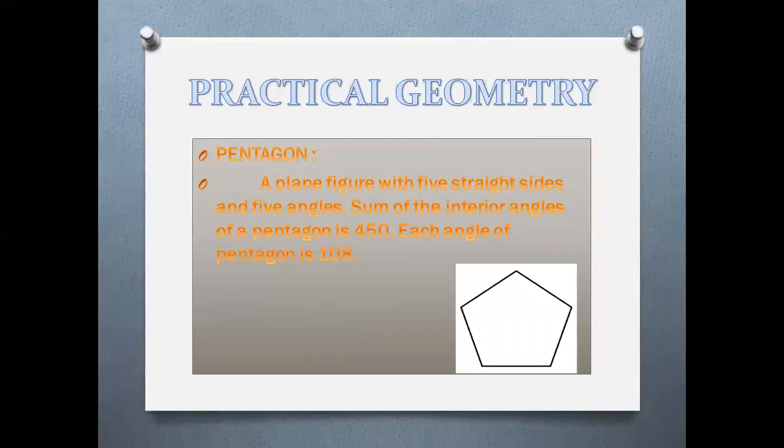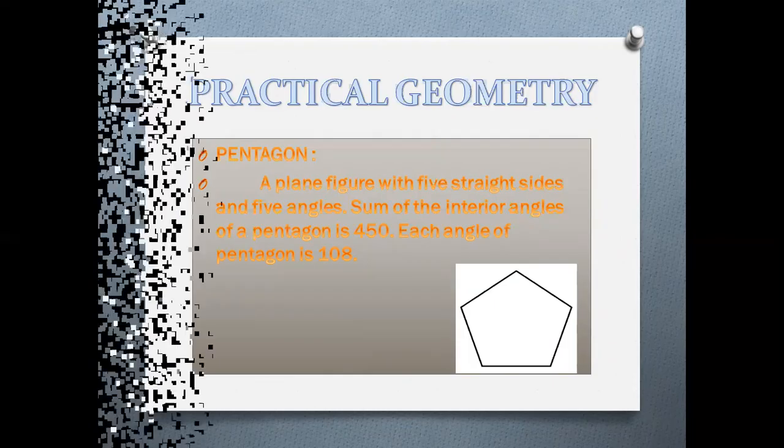So each angle will be of 108 degrees. As the sum of the interior angles of the triangle is 180, the sum of the interior angles of the four-sided figure is 360. Same, the sum of the angles of the five-sided figure is 540, and each angle is of 108 degrees. Question 11 is regarding this.